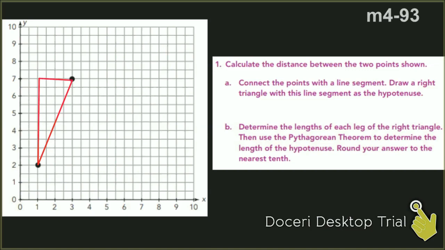Let's go down to B. B says determine the lengths of each of the legs of the right triangle and then use the Pythagorean theorem to determine the hypotenuse. Round your answer to the tens place. So we're going to count this, but as we do, we have to be careful because if we notice, every two boxes over here is actually one number. So even though we're counting 1, 2 boxes, that's only one amount. Same thing going across on our x-axis, they're counting by twos. 2 boxes is one amount. So let's count this out. So really every 2 boxes is 1.